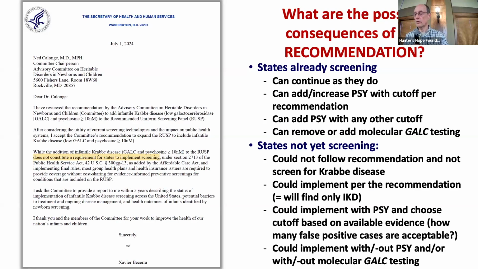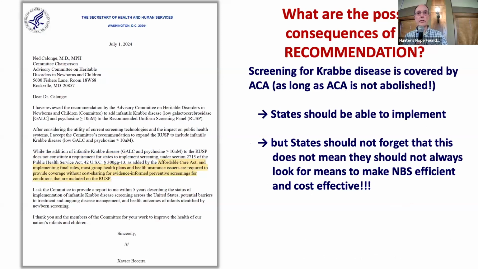And states that are not yet screening could just not follow the recommendation, not screen for Krabbe disease. They could implement, as stated in the recommendation, for infantile Krabbe disease only. They could implement with cyclozine and choose a cutoff based on evidence that I think we have, that you can use a lower cutoff and have no false positives and benefit the babies that have Krabbe disease. Or you could implement with or without cyclozine, or with or without molecular testing. So it's really up to the states how they want to deal with that recommendation and the addition of Krabbe disease to the RUSP. What the secretary also points out is that screening for Krabbe disease is covered by the Affordable Care Act.